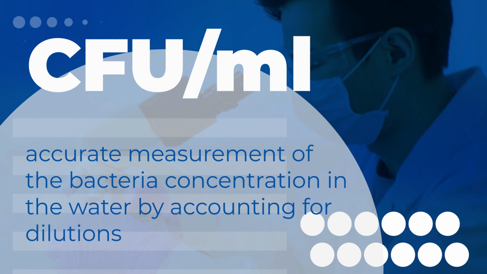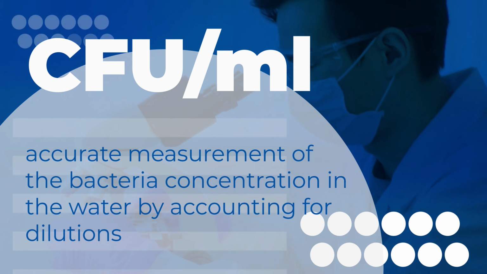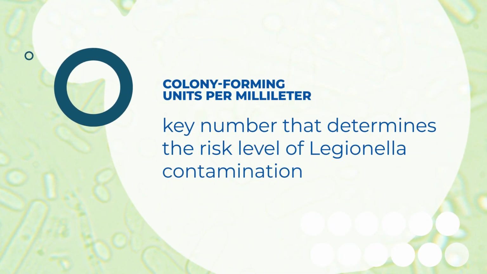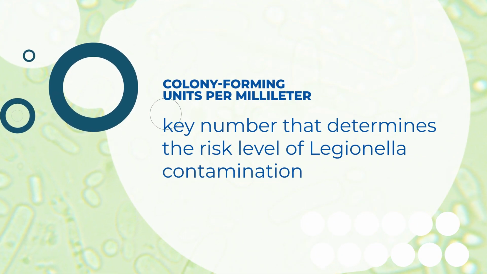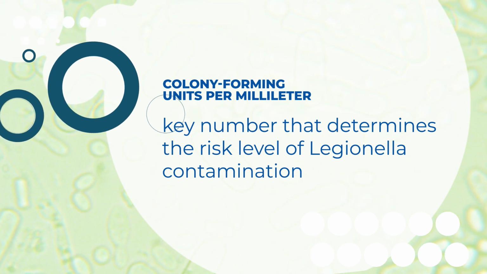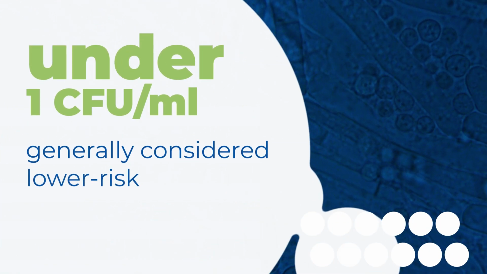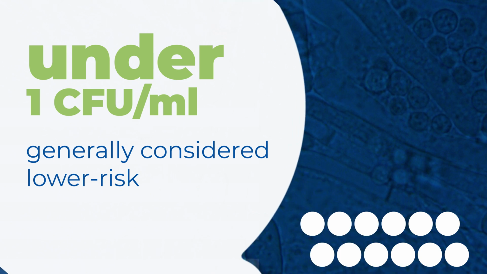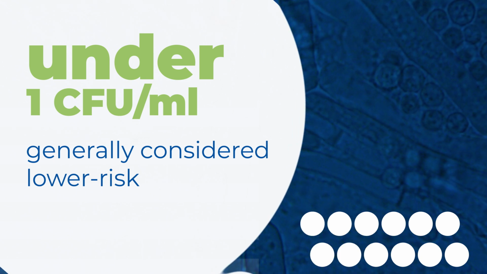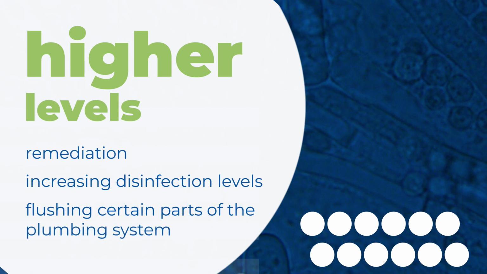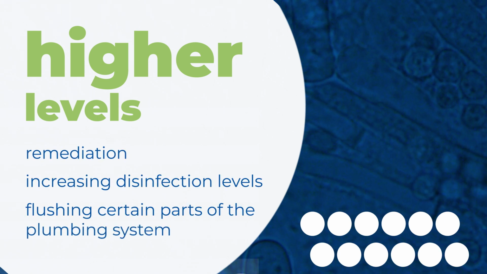It gives you the accurate measurement of the bacteria concentration in the water by accounting for dilutions. Colony forming units per milliliter is the key number that determines the risk level of Legionella contamination. According to the CDC, for potable water, a reading under 1 CFU per milliliter is considered well controlled. Higher levels may require immediate action, like increasing disinfection or flushing the system.